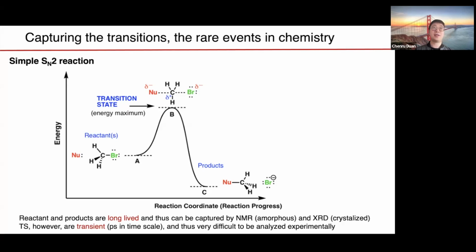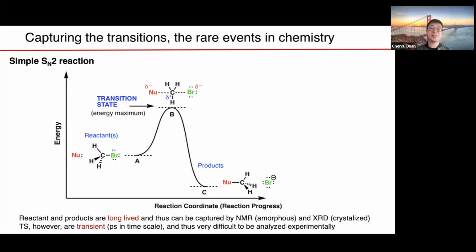And that really gives some difficulties in the experiments. The reactants or products can exist in the time scale of milliseconds or even longer, because they're stable, long-lived species that can be captured or experimentally studied. If it's amorphous, we can characterize it by NMR to see the chemical environments from it. And if better, we can crystallize those species and do X-ray diffraction to know the exact structure of those chemical species.